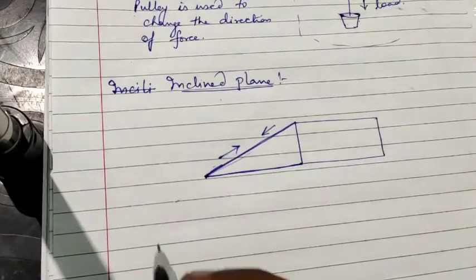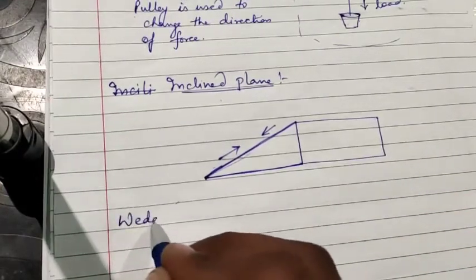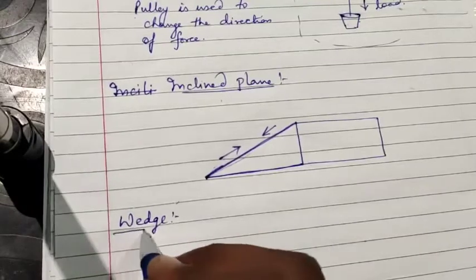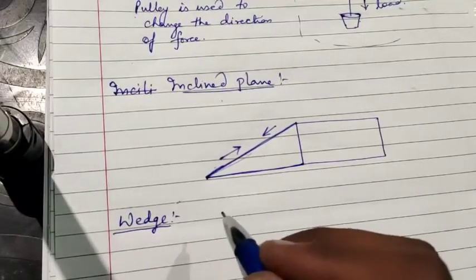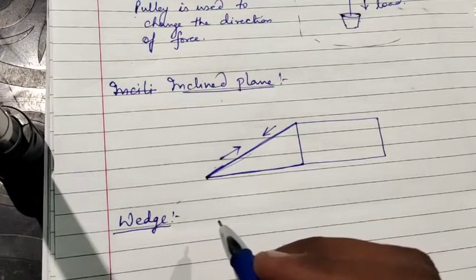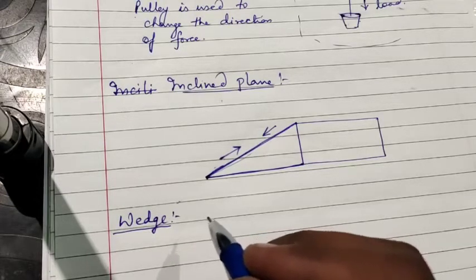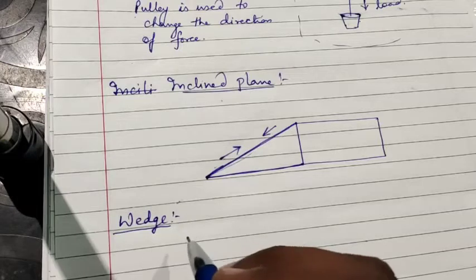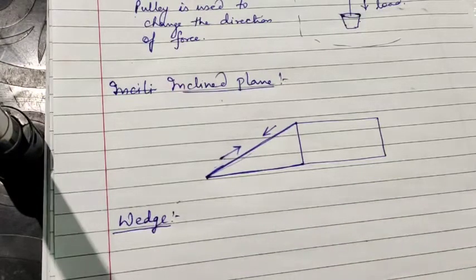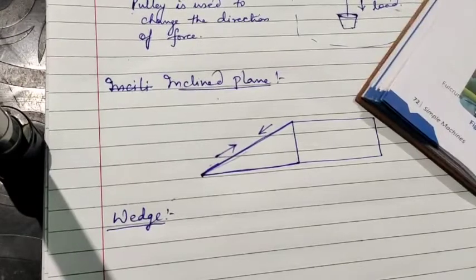Now next we will see wedge. The video which I have given you, an animated video, in that video there are so many examples also given related to all these types of machines. Now coming to the next topic, that is wedge. Wedge is also a type of machine.